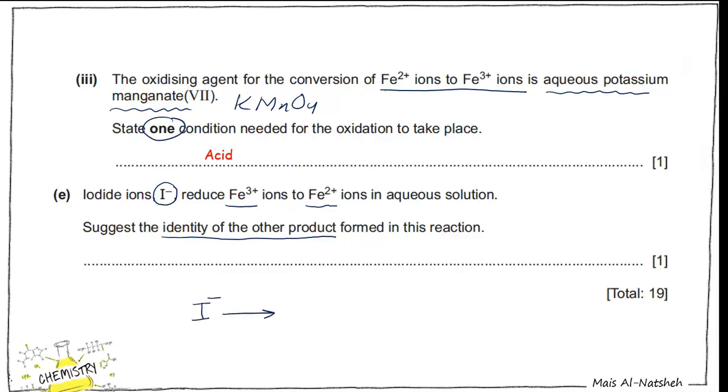So I minus will change into an iodine atom by losing 1 electron. We know that iodine is found in nature as a diatomic element, so it would be I2. So we will need 2 iodide ions, which will lose 2 electrons, 1 from each. So what is the substance that will form? It is the iodine molecule. Next question.